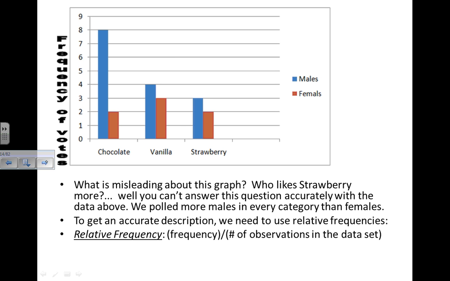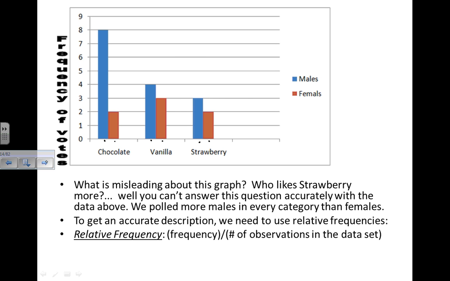When I look at all of these, it looks like, whoa, males like chocolate better because here it's higher than females. Oh, males like vanilla better because it's higher than the females, and males like strawberry better because it's higher than the females. What is wrong? Why is this so misleading?